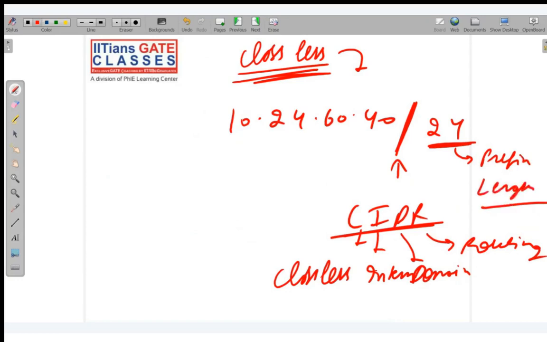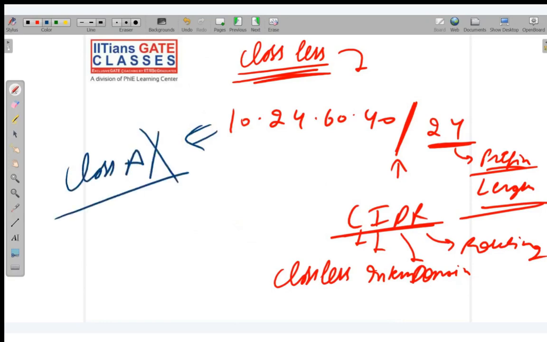See, in classful, please do not say this is class A. Never. If this is CIDR, do not say this is 10, that means class A IP address and so on. No, you have to follow this only. Okay, so now let me write it. Do not say this is class A. No, never.